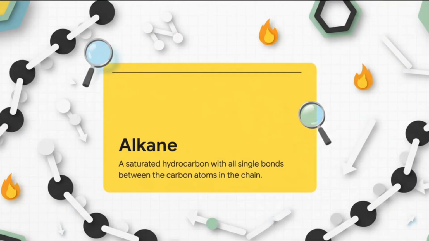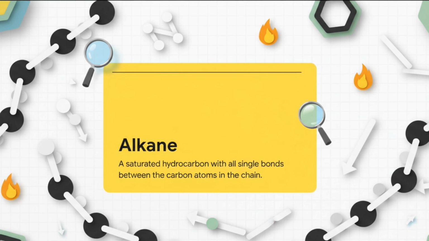So let's lock in that definition. An alkane is a saturated hydrocarbon. And that word saturated is so important. Just picture a sponge that's been completely soaked in water. It can't hold another drop. That's an alkane. Its carbon chain is totally soaked with as many hydrogens as it can possibly hold, all thanks to those single bonds.